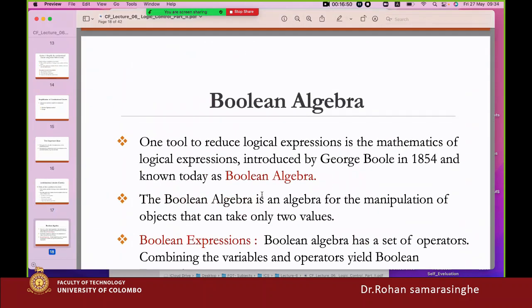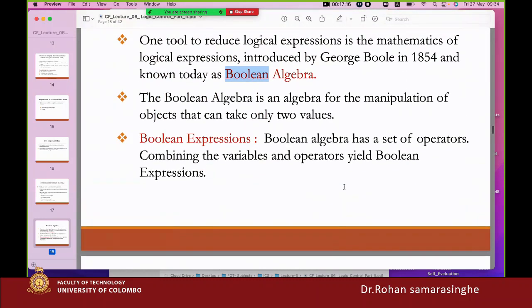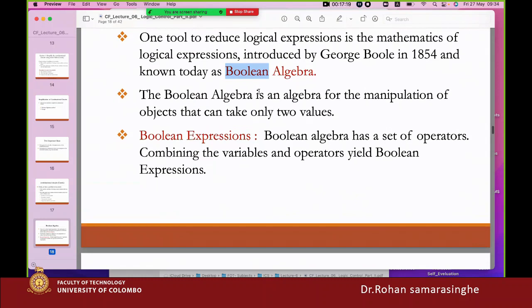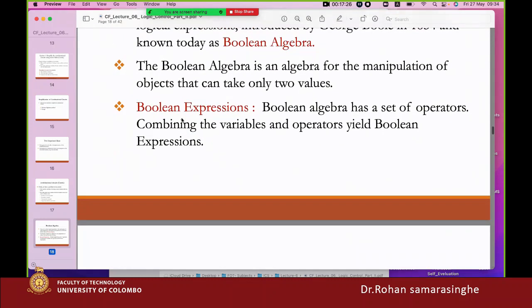Boolean algebra, actually I am not going to explain the history of this one, because I explained it already. George Boole introduced this in 1854 and it is known today as Boolean algebra. To respect him, the Boolean name is there. So Boolean algebra is an algebra for the manipulation of objects that can take only two values, the binary values.